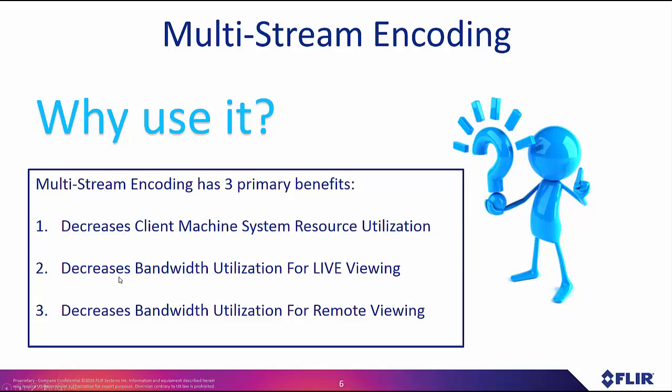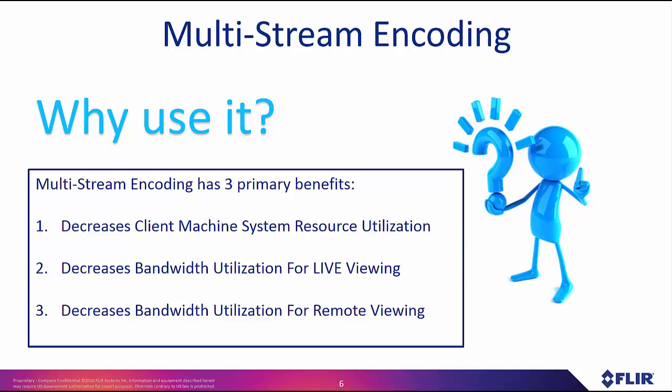The second one here, you can see, decreases bandwidth utilization for live viewing. If you don't need to send a 4K stream to a particular pane because it's too small to render any benefit from the extra pixels of that 4K stream, then of course, one, we talked about saving the system resources. The system doesn't have to decode it all. But if you don't send it across the network, of course, you're saving the bandwidth because you're sending only what can be used by the individual panes.